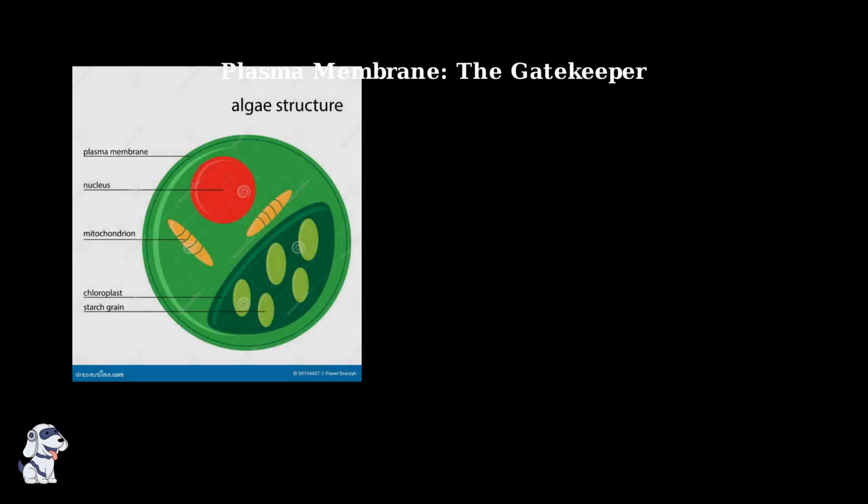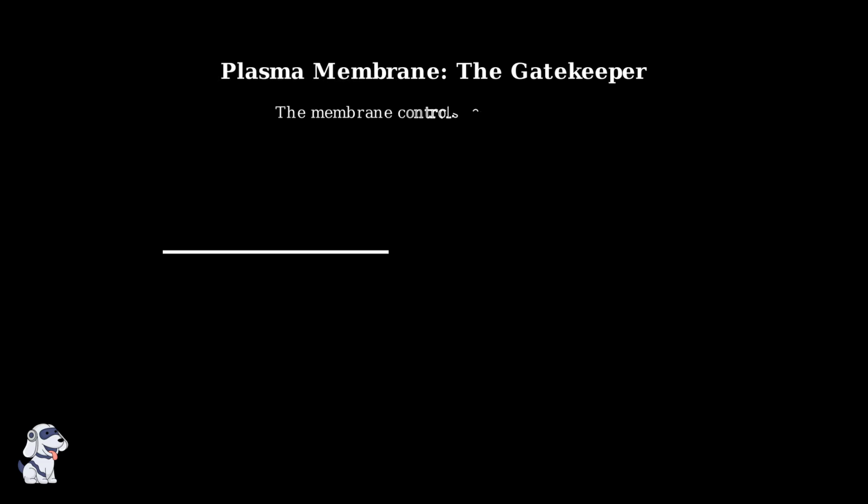The plasma membrane sits just beneath the cell wall and acts as the cell's gatekeeper, carefully controlling what enters and exits the algal cell. In this algae cell diagram, we can see the plasma membrane as a thin boundary layer located just inside the cell wall, surrounding all the internal cellular components. Think of the plasma membrane as a selective gatekeeper. It allows beneficial molecules like nutrients to pass through while blocking harmful substances like toxins from entering the cell.